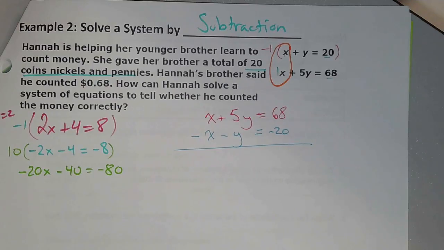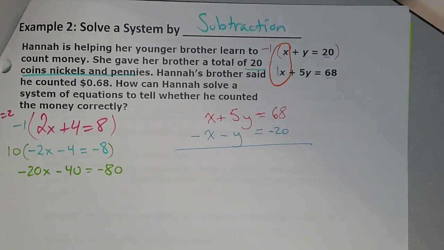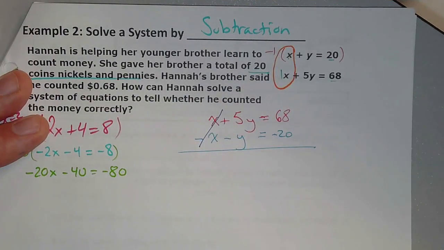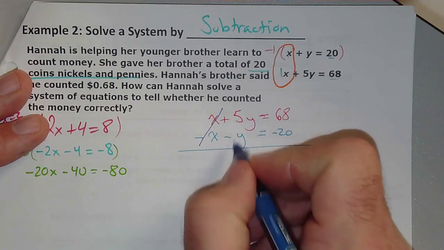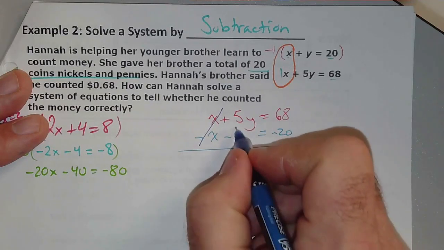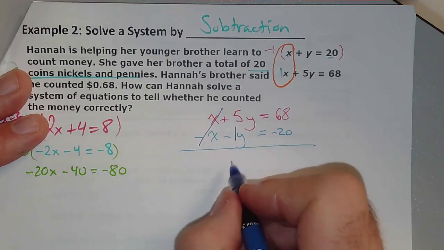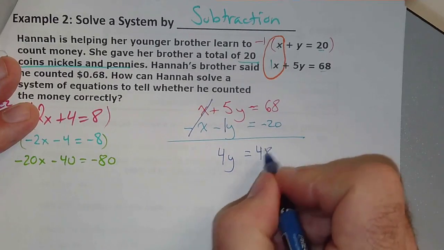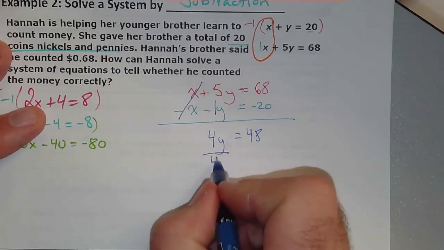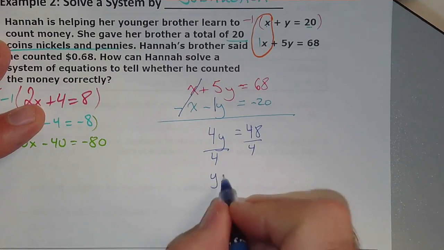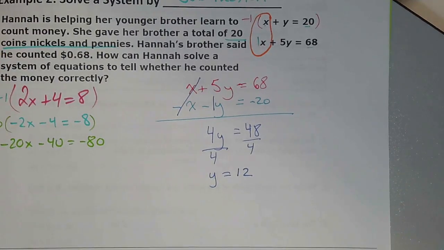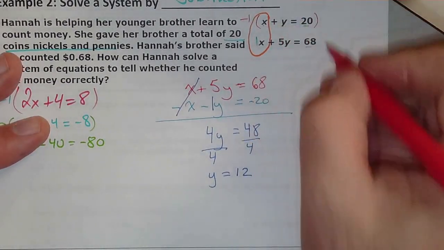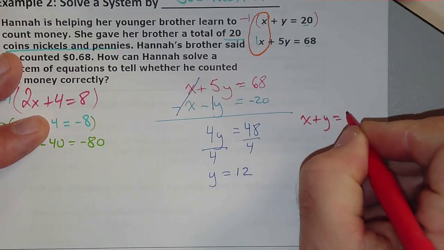Now this is why I hesitate to say add or subtract, because we're putting these together here. I've got positive x and negative x, which is 0. I've got positive 5 and negative, what's that coefficient there? You're right, it's 1. Positive 5 and negative 1 leaves me 4y. 68 minus 20 gives me 48. I've got a one-step equation going back to 6th grade. Divide both by 4, I get y equals 12. How much have I finished? Half. Let's bring down one of those equations. I'm going to do this one. X plus y equals 20.